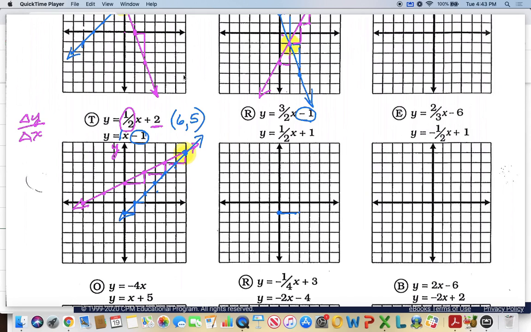And the change in y is 3. So I'll go up 3 before I make the next point on the graph. And then we'll do that again. Go over 2, that's the change in x, and up 3 before I make the next point. And of course, we can go in the opposite direction too. Okay, so let's connect these points up together.